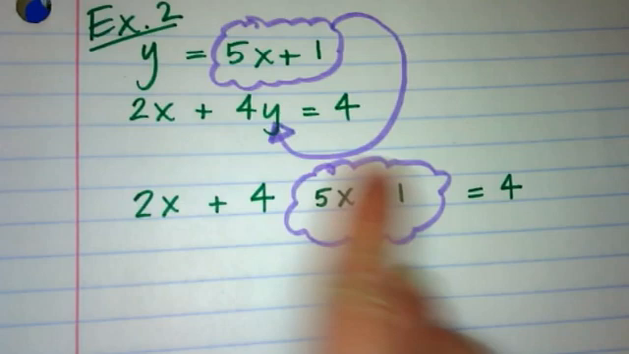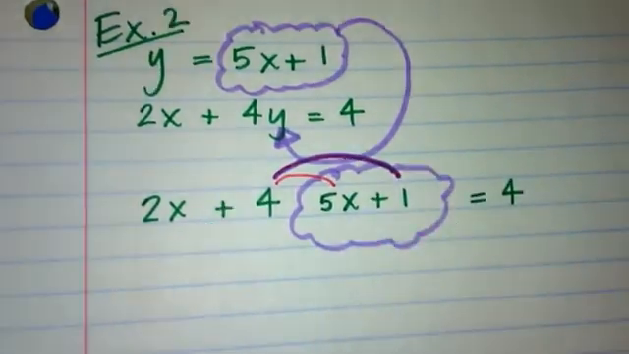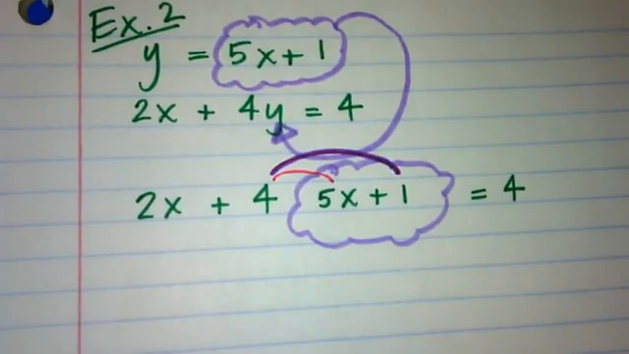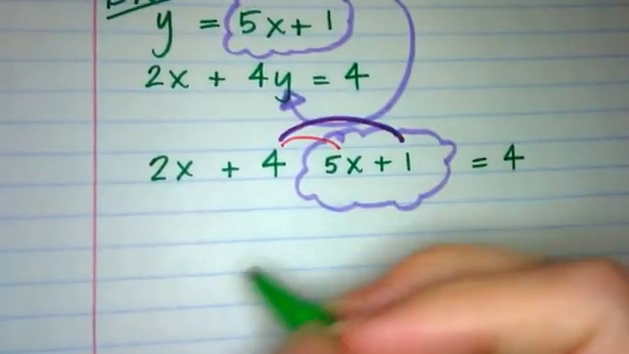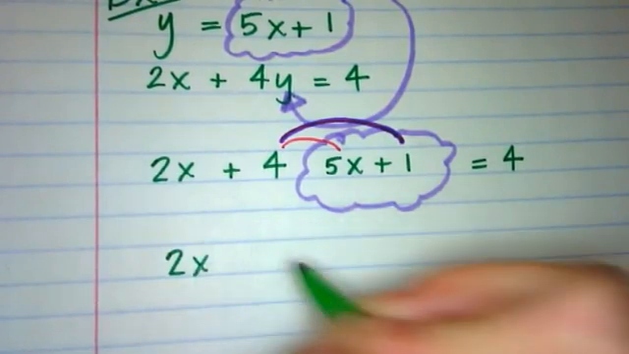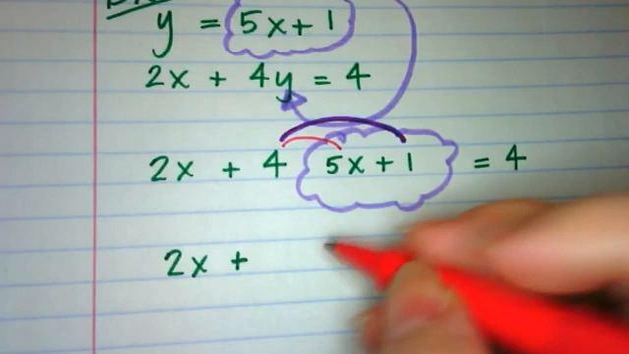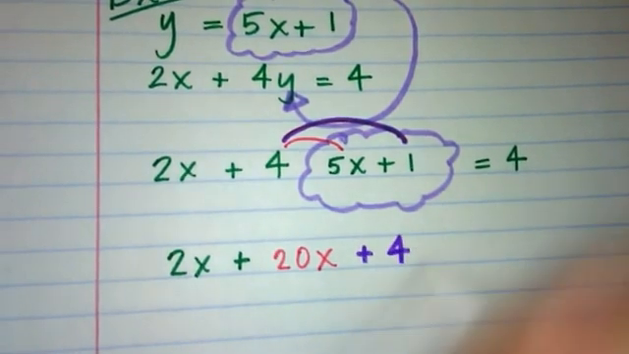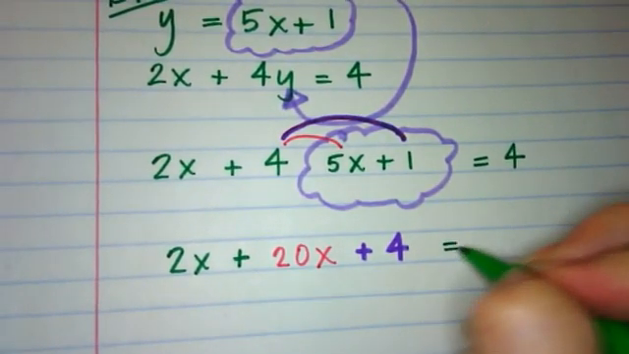So here, there's my rainbow. So now we have clouds and rainbows. I don't know, can you tell the difference in that color? Hold on. Let's do a dark purple. You can tell the difference in that one. All right, so my new equation is 2x plus, my first rainbow gives me 20x, and then my second rainbow right here gives me plus 4 equals 4.